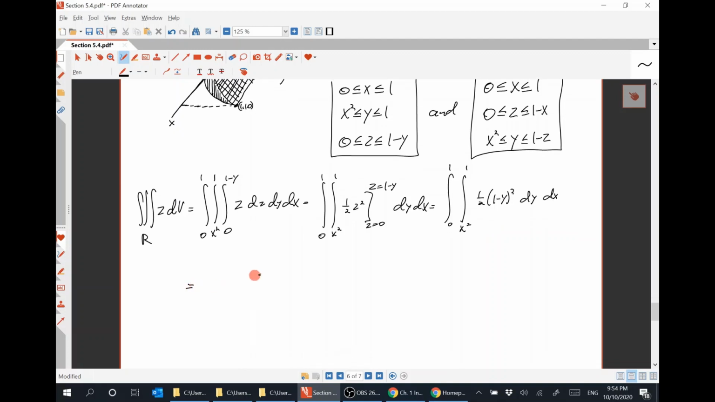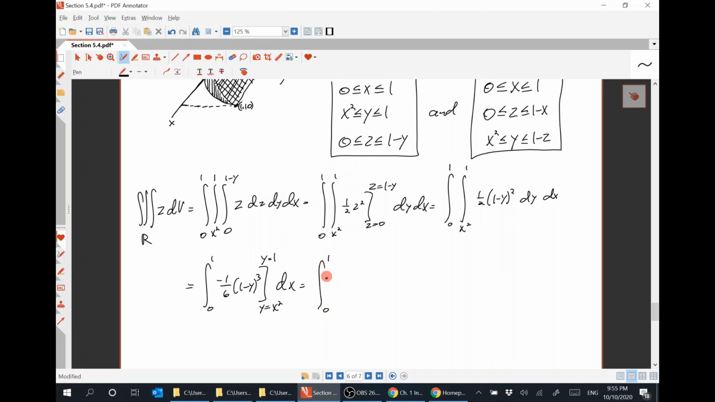Okay, antiderivative with regard to y is going to be negative 1/6 (1 minus y) to the third. Right, because the derivative of this is 3 times negative 1/6, which is negative 1/2, times (1 minus y) squared times negative 1, the chain rule, which gets rid of that negative 1. And that's from y equals 0 to y equals 1, dx. Or no, y equals x squared, excuse me, to y equals 1.